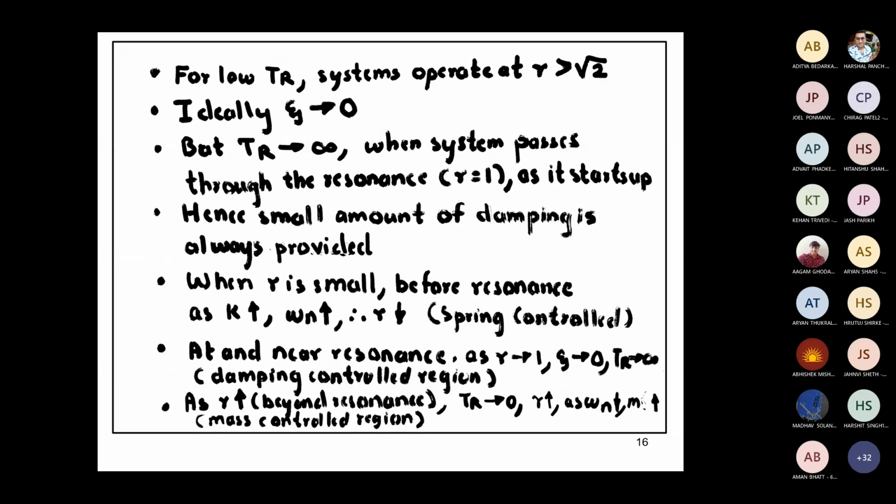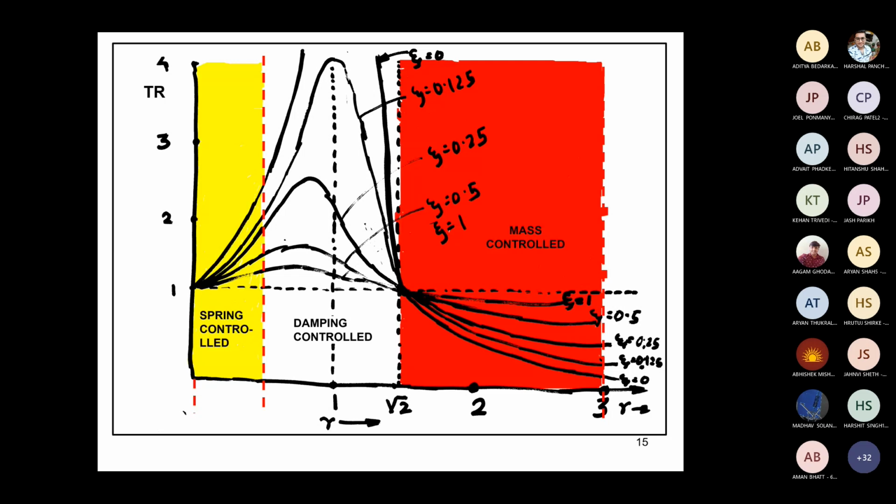Now one more important point which we discussed was that some amount of damping should always be provided to the system. Can somebody recall why? If you see this graph, in the mass control region, generally we will be operating in this red area. This is the operating area, for high speed machines, beyond frequency ratio greater than root 2. That is generally the area in which most machines operate.